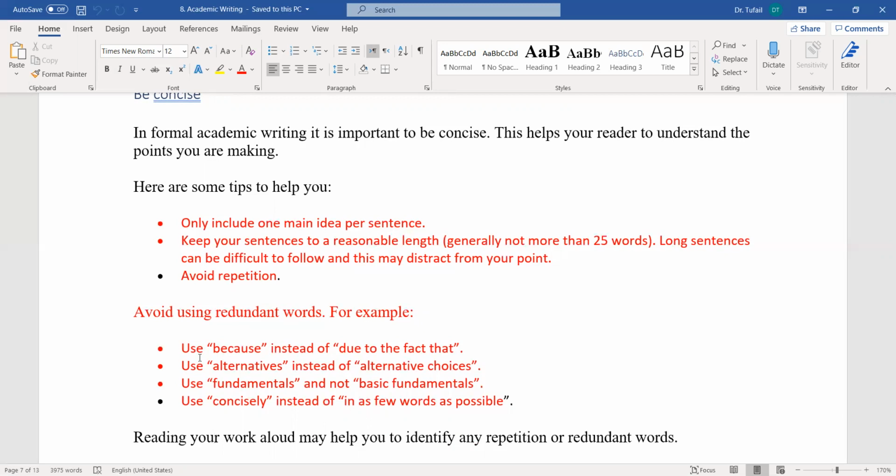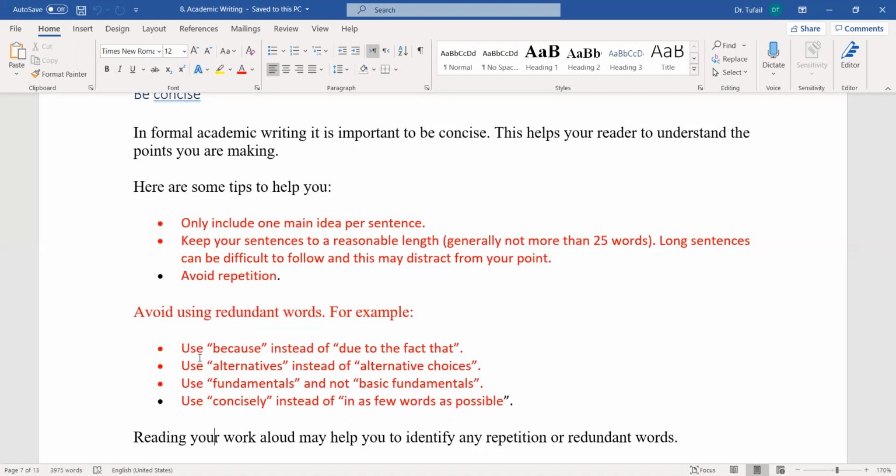We have already discussed this in sentence writing. Keep your sentence to a reasonable length. He has mentioned 25 words. A long sentence can be difficult to follow, and this may distract from your point. Avoid repetition, that's very important. If you have put one argument in a sentence, then don't repeat the same argument in another sentence, and avoid long sentences.